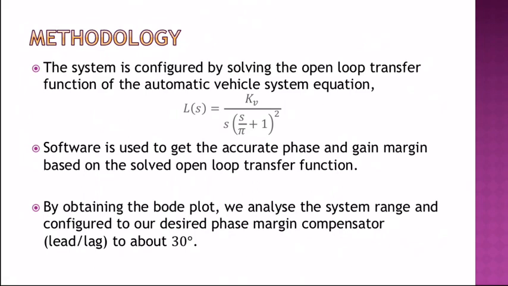Hi, my name is Izudin, so I'm going to explain about methodology and the calculation. For the methodology, the system is configured by solving the open loop transfer function of the automatic vehicle system equation. We use software to get the accurate phase and gain margin based on the solved open loop transfer function. By obtaining the Bode plot, we analyze the system range and configure it to our desired phase margin, using a lead-lag compensator, to about 30 degrees.